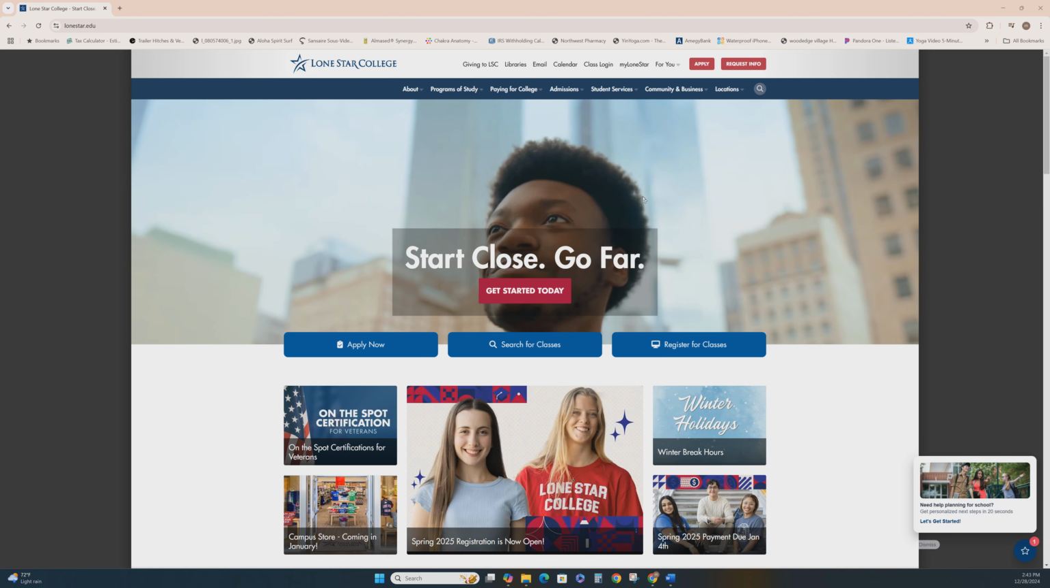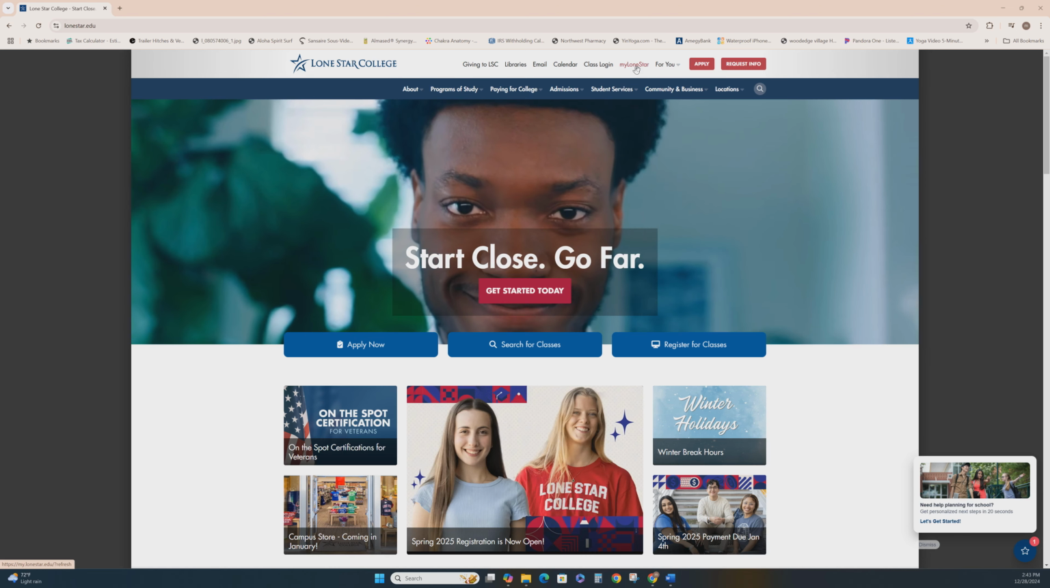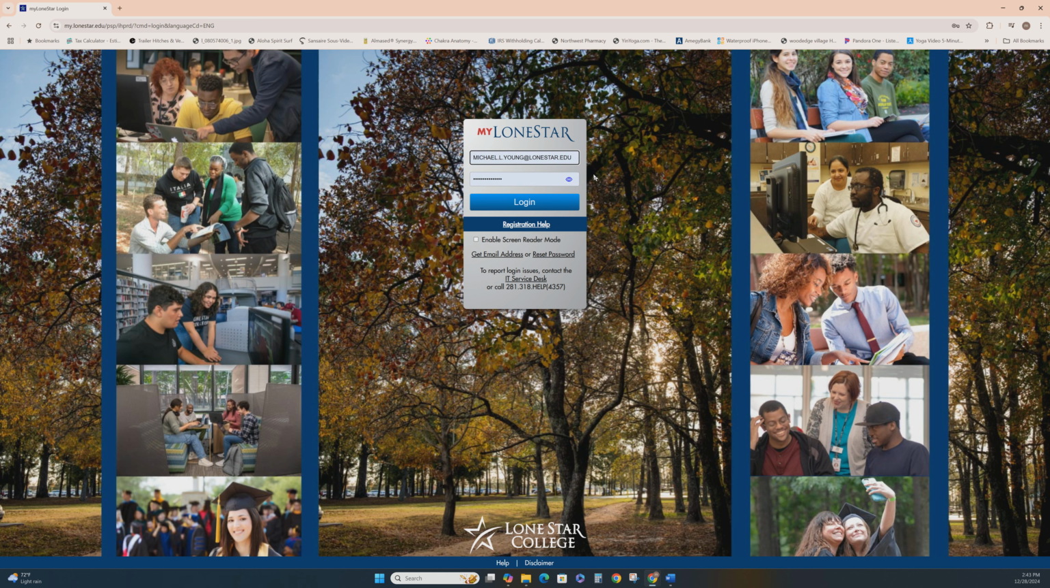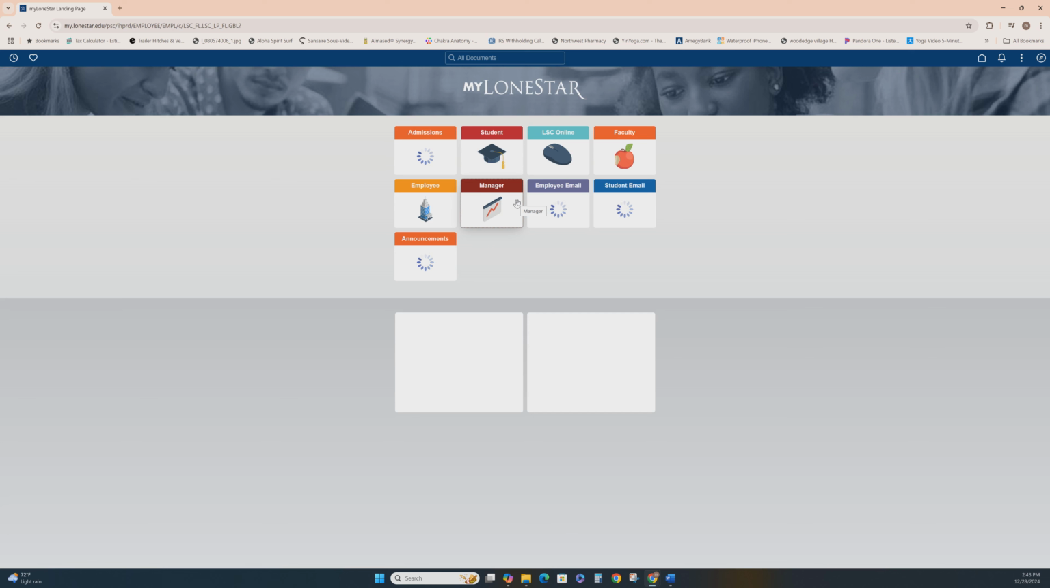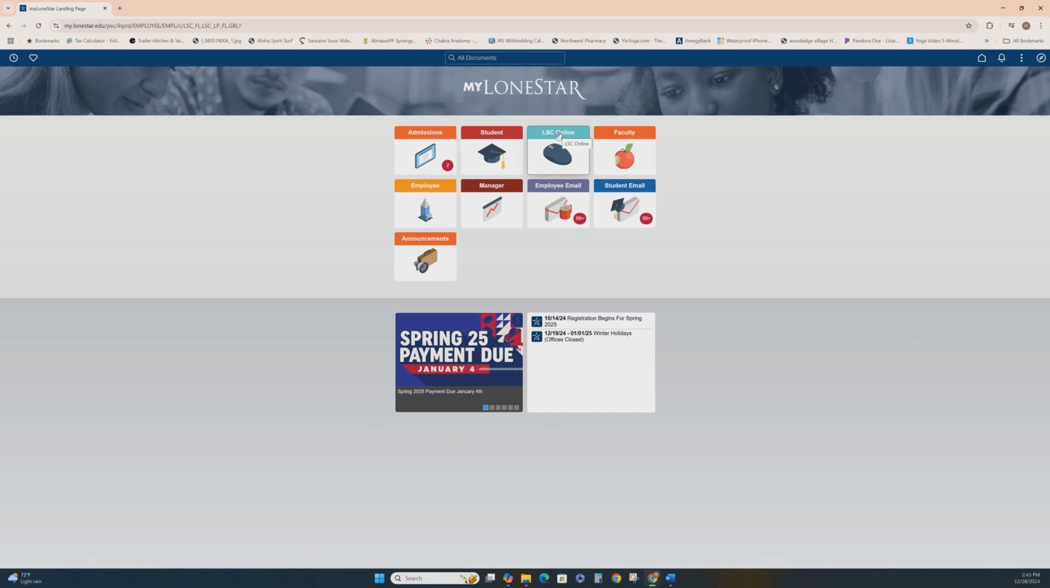We start with My Lone Star. So we got to go up to My Lone Star. I'm going to log in. We go up here to LSC Online. Remember, this is an online course. This is how you get to D2L. Now, you students may have some other way of getting in there, but nonetheless, we're going to go to LSC Online, D2L, Desire to Learn.